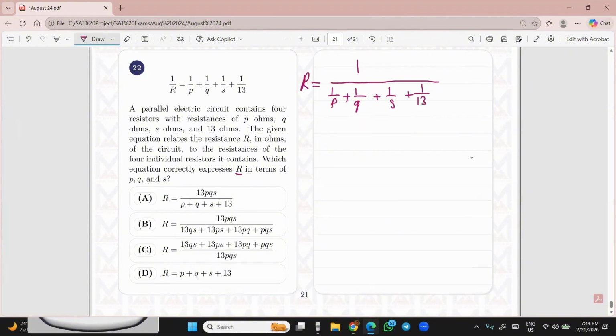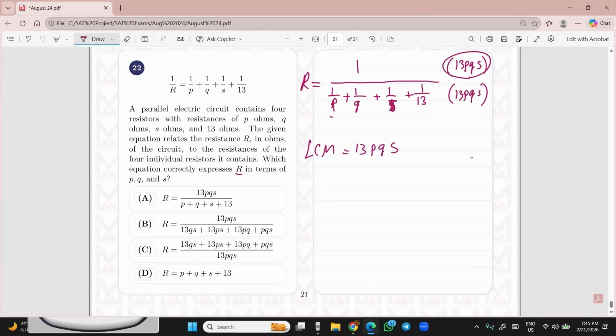And of course, we cannot find this in the options, so we need to make some changes here. So how can we do that? We can multiply up and down by the least common multiple. What is the least common multiple of these 4 values? It's the product of them. The least common multiple is equal to p times q times s times 13. So we can write 13pqs. Let's write them up and down here. 13pqs, 13pqs.